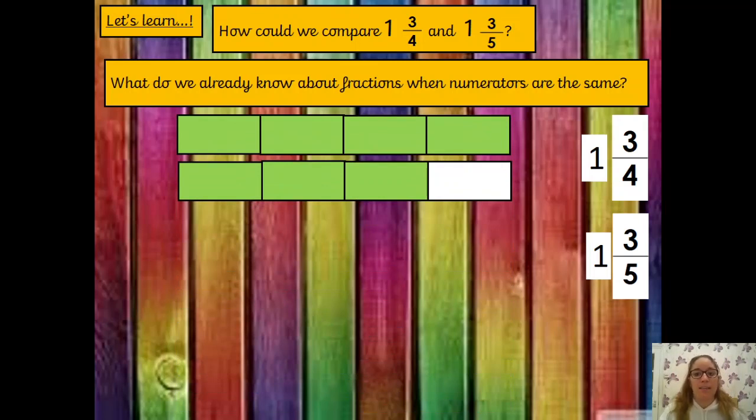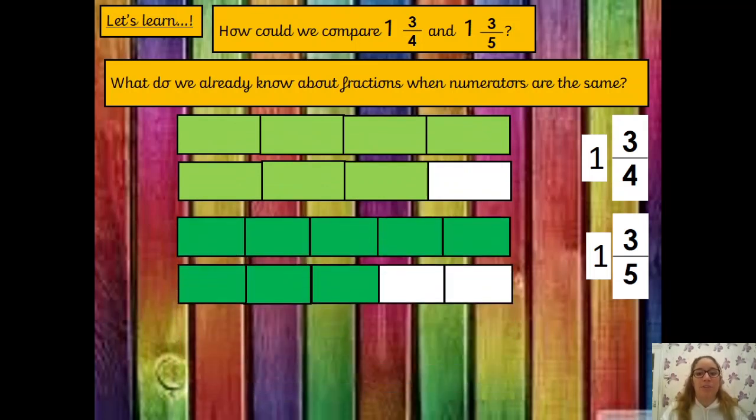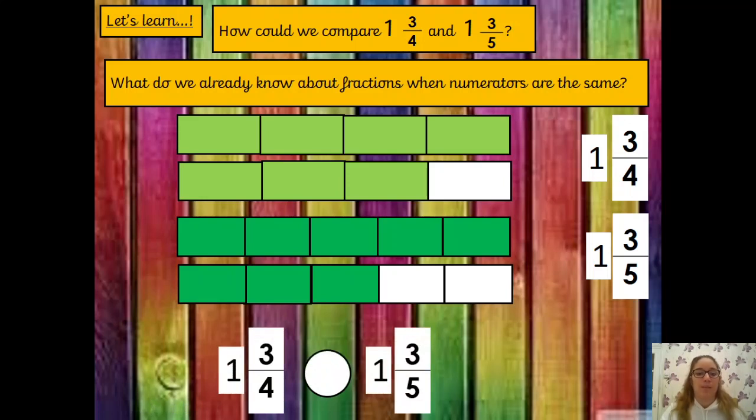So we can see here they've been split into 4 equal pieces and 5 equal pieces. I'm going to give you a whole bit and 3 pieces. So you're going to go for the 1 3/4. The smaller the denominator, the larger the fraction when the numerators are the same. So we can see that 1 3/4 is greater than 1 3/5.